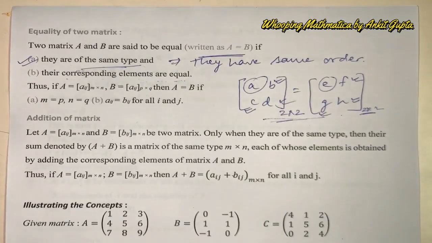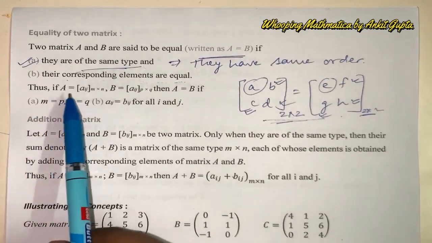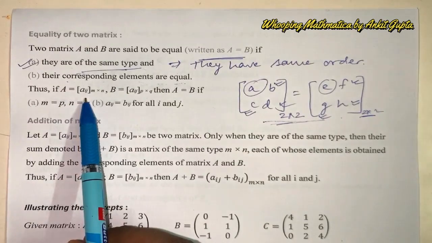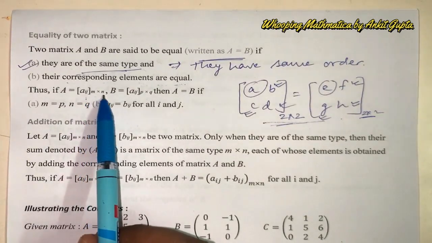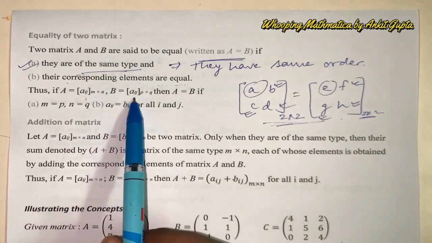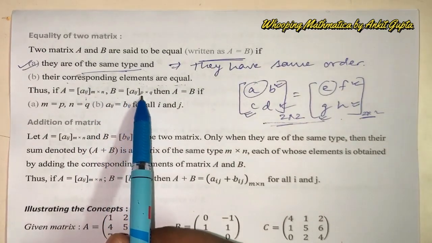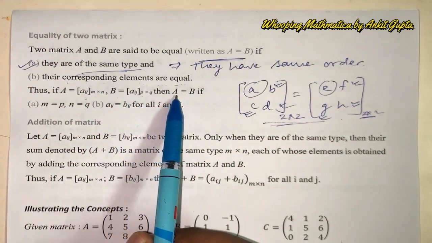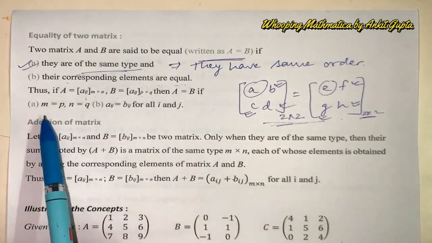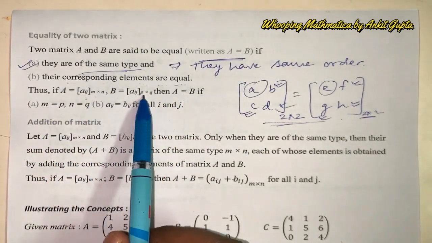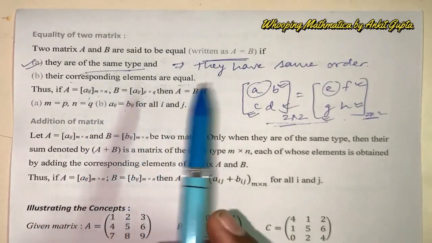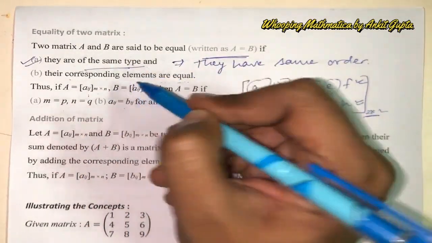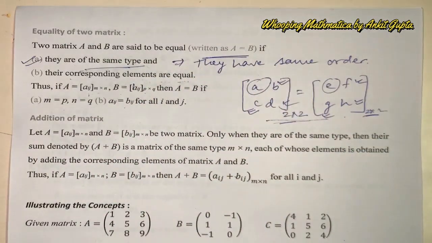So this can be written mathematically: if A is a matrix whose elements are represented by Aij of order m by n, and B is a matrix with elements Bij of order p by q, then A is equal to B if m is equal to p and n is equal to q. Also all the elements of these two are equal, then only we can say that the matrices are equal.